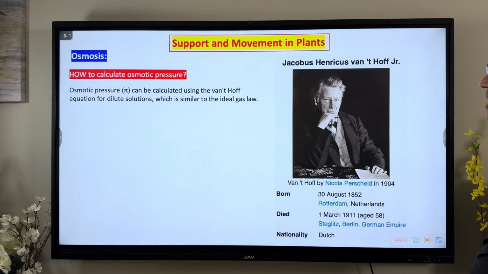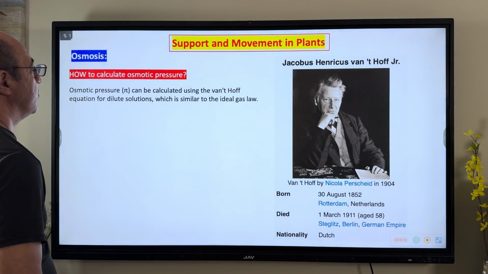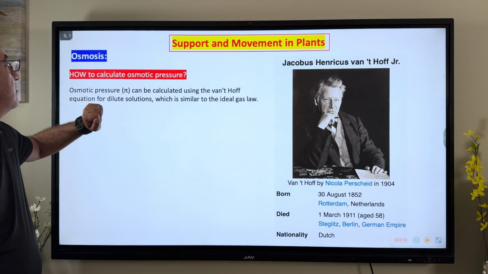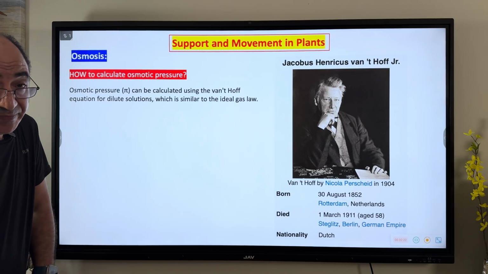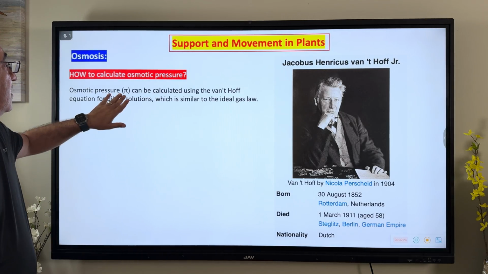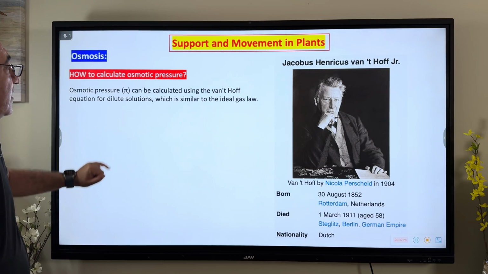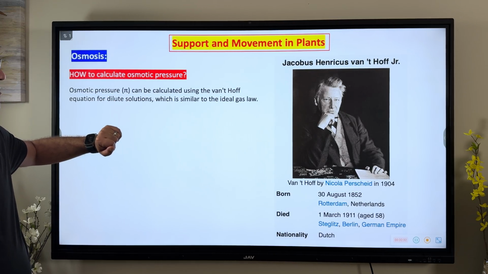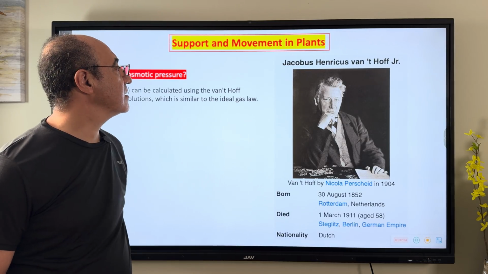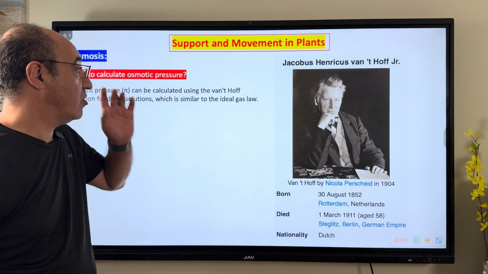Okay, so how do we calculate osmotic pressure? Osmotic pressure is a physiological term, a physiochemical characteristic, and we refer to it by the sign pi. Actually, this calculation was discovered by a great Dutch scientist. His name is Van 't Hoff.